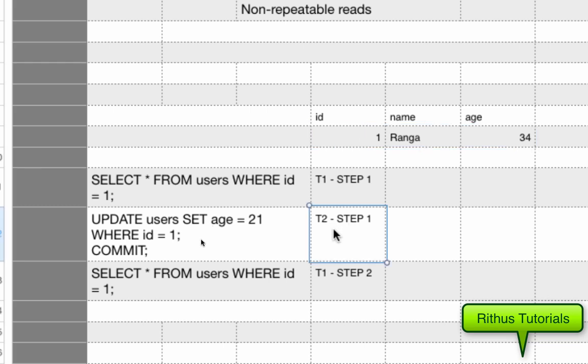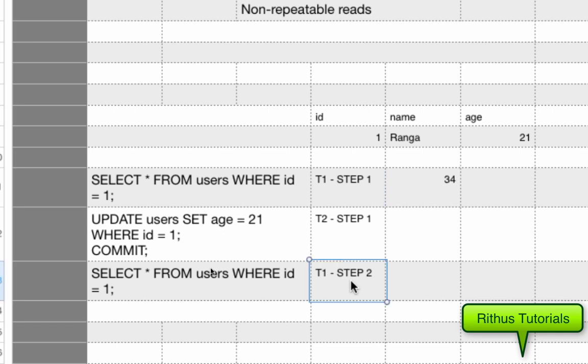And let's say there is another transaction which is happening in parallel. So in parallel with T1, there's another transaction which is running, T2, and it updates the user to 21. So it updates my age to 21. So T1 read a value 34. So when this row was read, the value of age was 34.